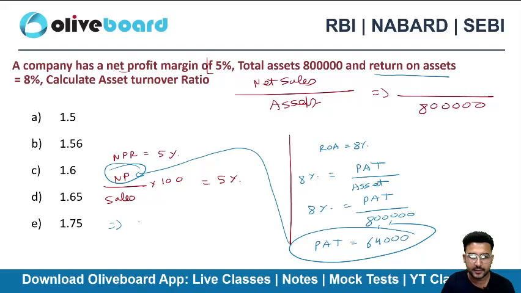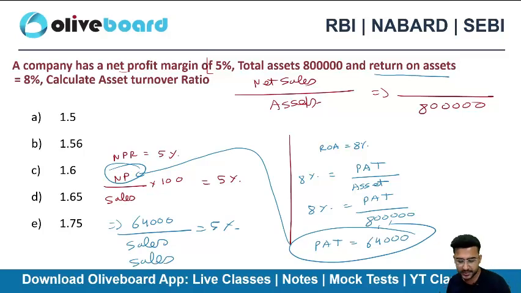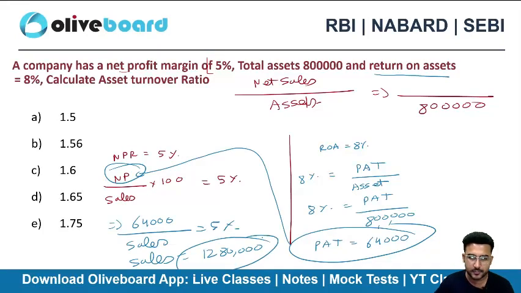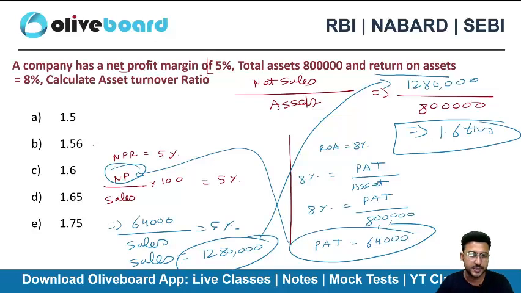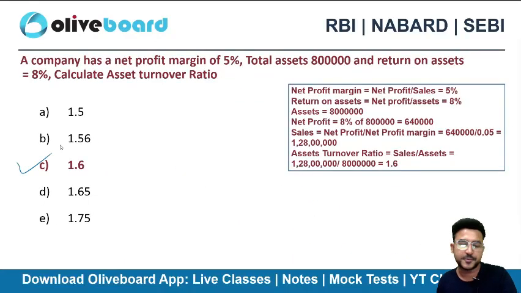Now I know my profit after tax or the net profit. So if I equate this here, now I also know my sales, right? 64,000 divided by 5%. So my sales is 12 lakh 80,000 here. So what will be my asset turnover ratio? It will be 1.6 times. Option C here is the correct choice.